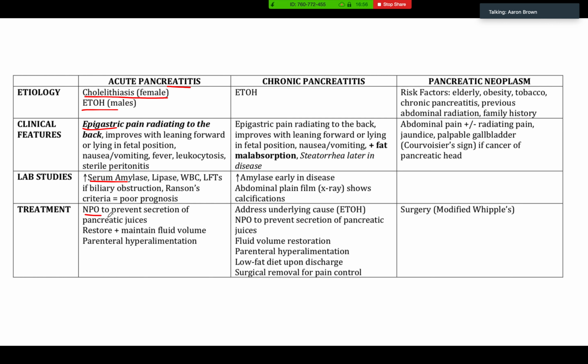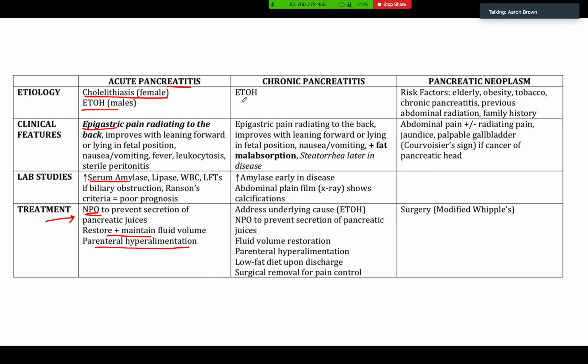NPO is the treatment. Again, this is getting into Step 2CK. Don't really need to worry too much about exactly what the treatment is right now, but it's good to get your mind already progressing towards that goal. Restore fluids, and since we're putting our patients NPO, we need to give them IV alimentation, IV sustenance essentially. They'll be getting TPN for food.